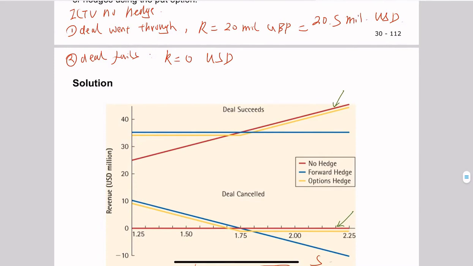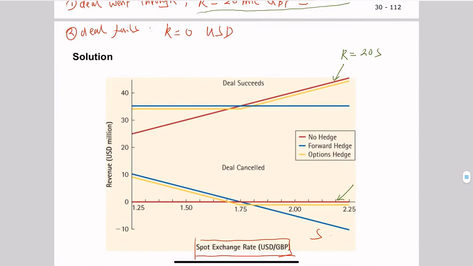And you can see that this is an upward sloping straight line. This is easy to understand because according to the equation we got here, this line is just revenue equals 20S, S again is the spot exchange rate. And then the red line on the bottom is firm's revenue if the deal fails. So you can see that here R is just 0, right? So this is easy to understand.